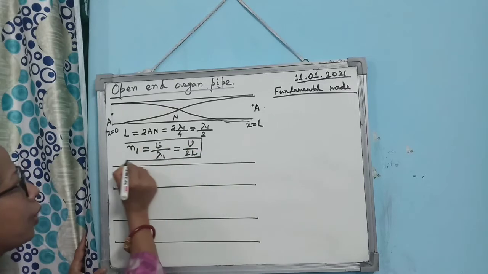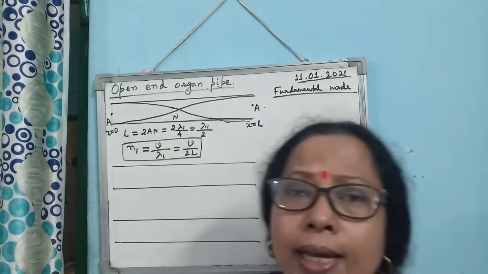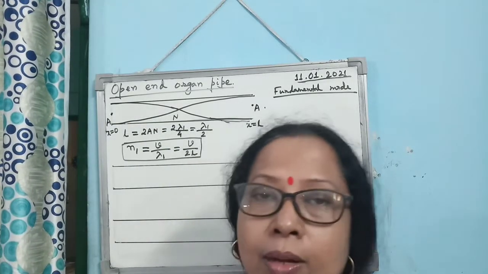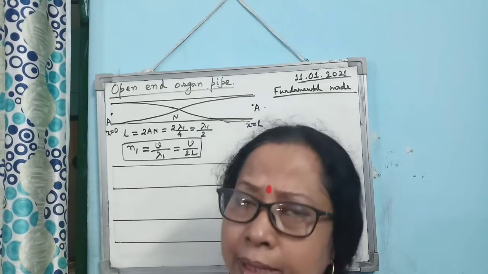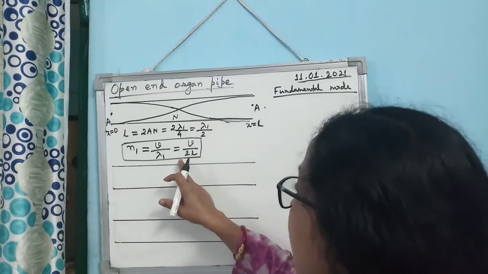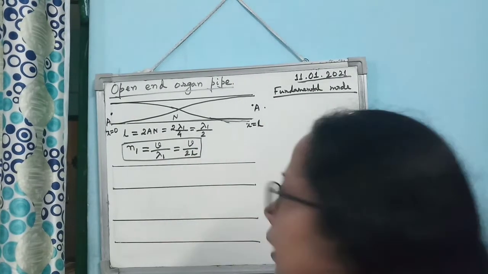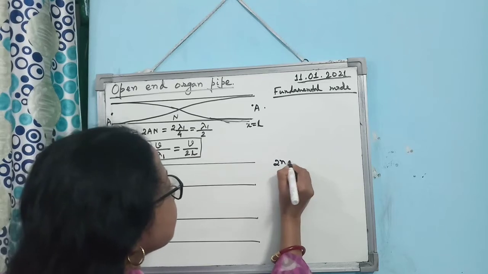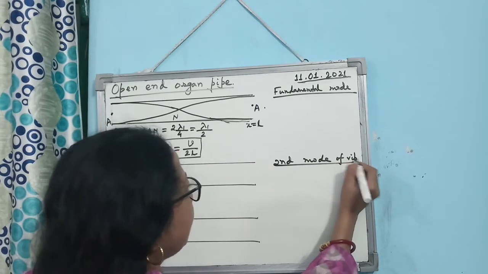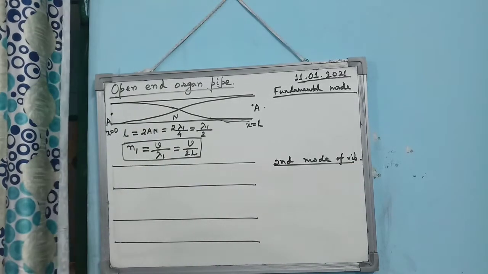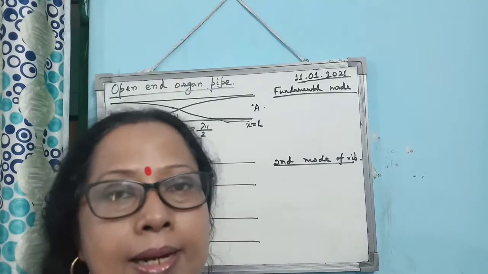This is the point you have to remember. In contrast with this, the fundamental frequency of the vibration of air column in a closed end pipe was V by 4L. But for open end, what have we got? V by 2L. Then what is the second mode of vibration? As I said already, if you add one more loop to any mode, then you can get the next mode of vibration.